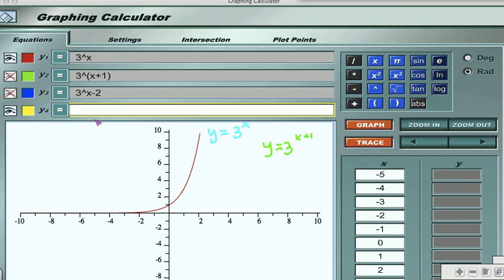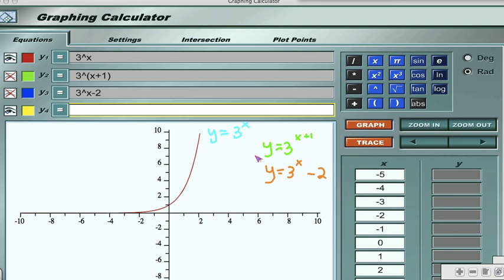And then we're also going to look at, and this one looks pretty close to what we've got up here, but we're going to change it around here so you can see how it'll look in the book. 3 raised to the x, and then not in the exponent, minus 2.